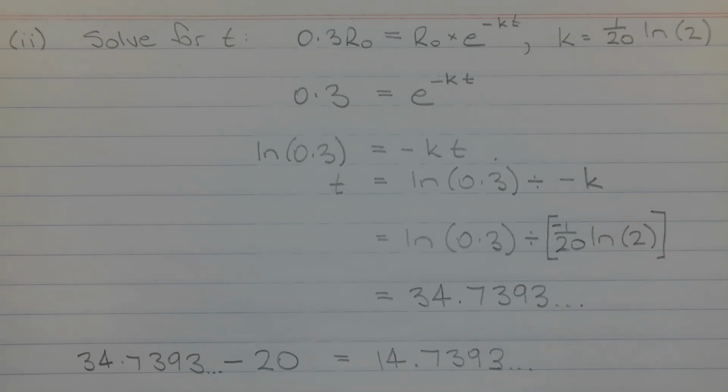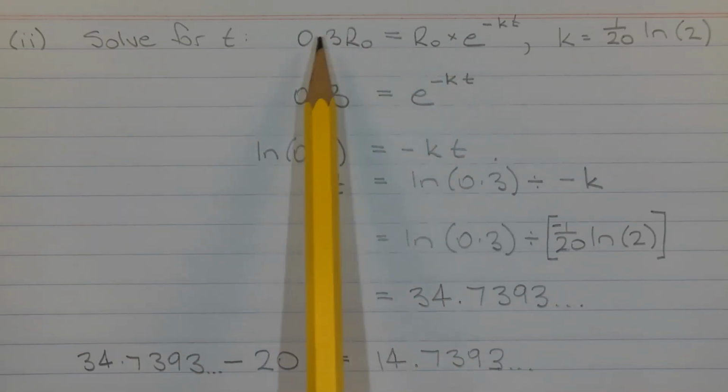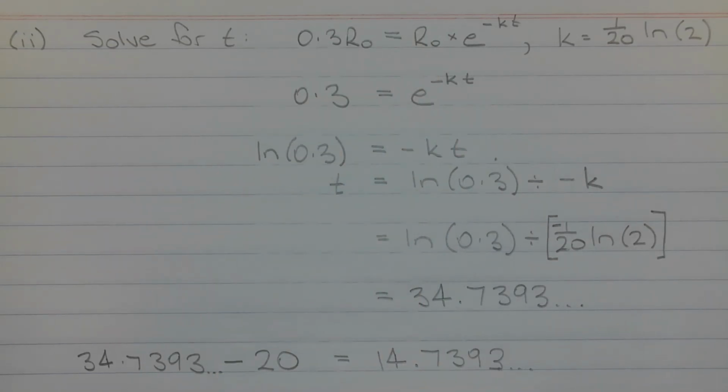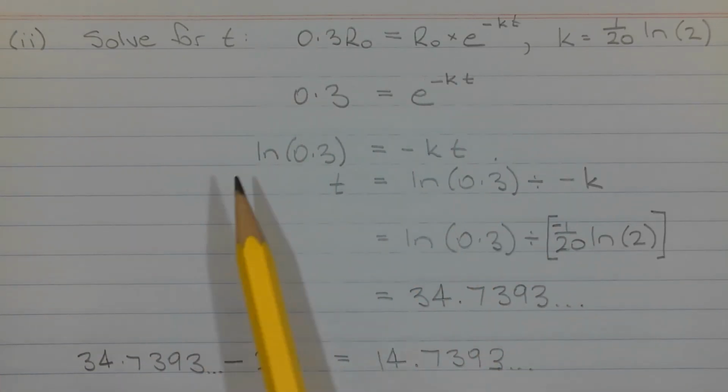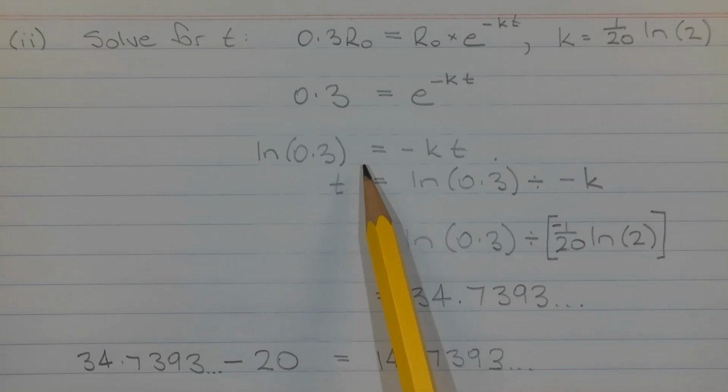Now, since R0 is positive, we can divide both sides of the equation by R0, similar to the process that we did in part 1, to simplify the equation, and we get 0.3 is equal to e to the power of negative kt. Taking the natural logarithm, or ln, of both sides of the equation, because we need to isolate the t, we get ln of 0.3 is equal to negative kt.